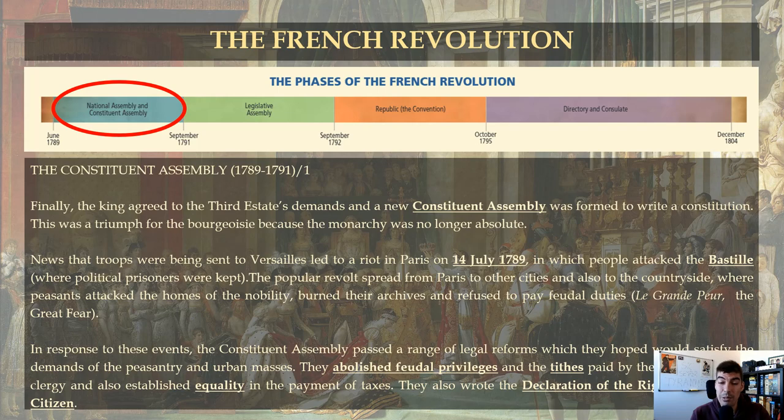So this popular revolt spread from Paris to other cities and also to the countryside, where peasants attacked the homes of the nobility, burned their archives and refused to pay feudal duties. This is called Le Grand Peur, the Great Fear, El Gran Miedo.